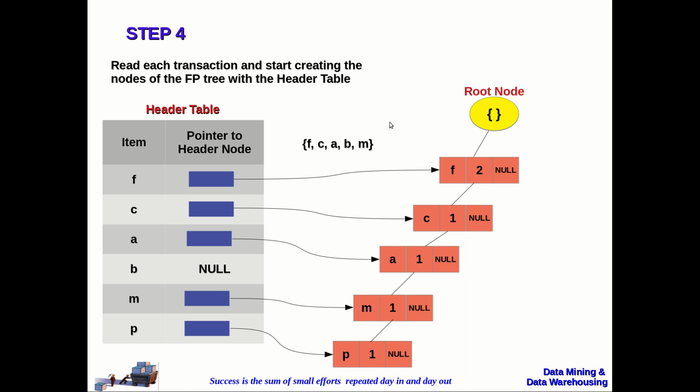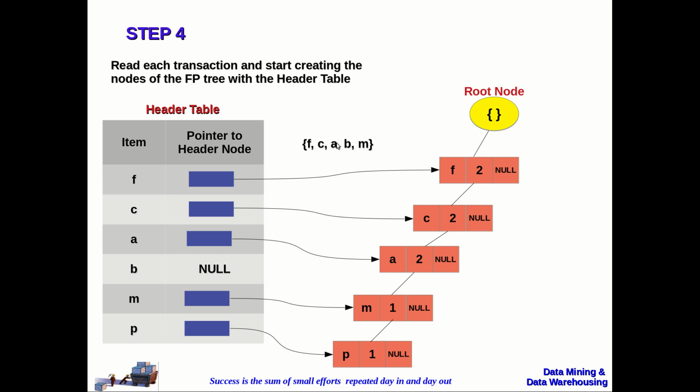Now we are going to consider the second transaction. For this particular transaction, these are the nodes. For this transaction, the F value will be incremented. You can observe from here that we are creating the nodes for this particular transaction. F is already there, so I increment the count. Then I have C, so increment the count. I have A, so increment the count.